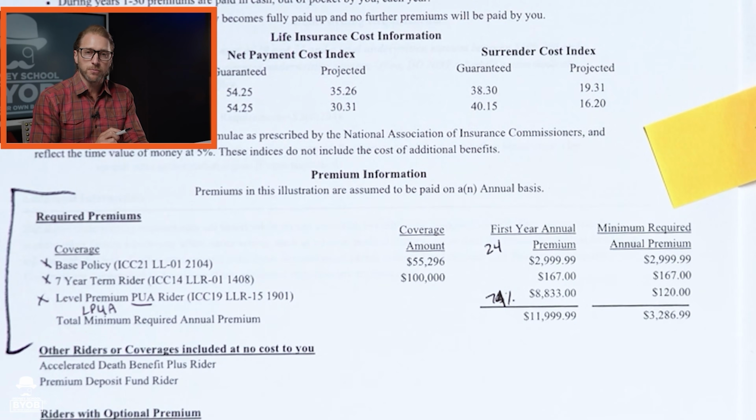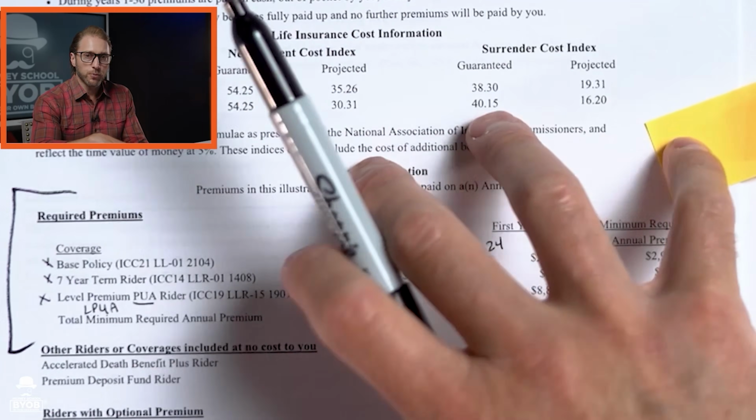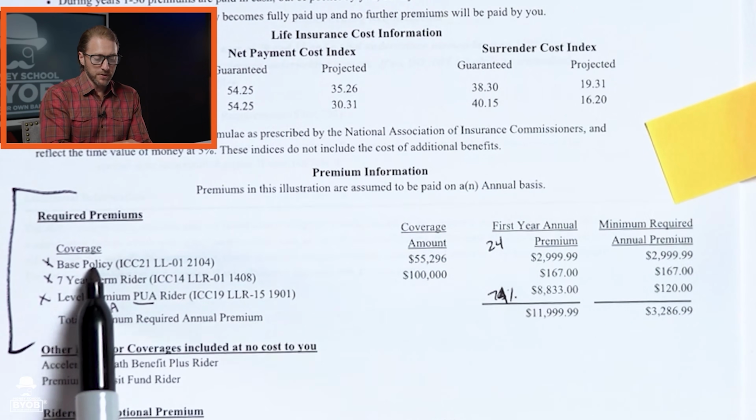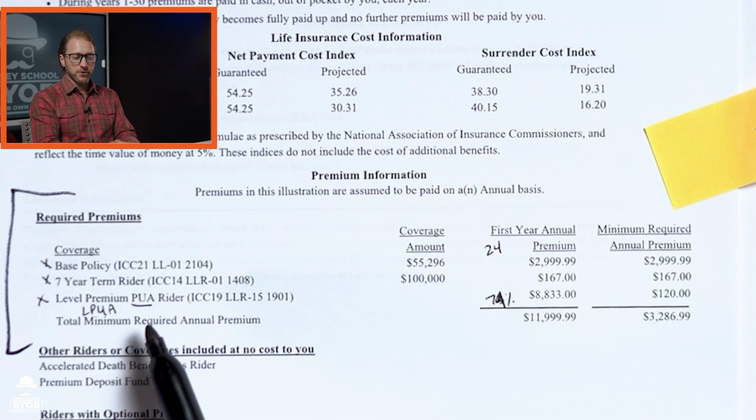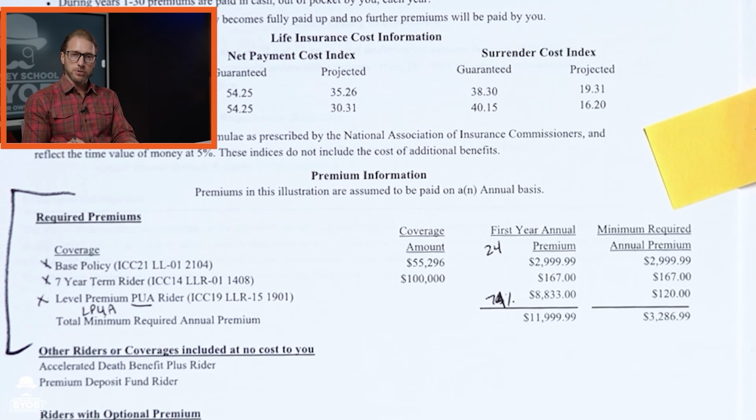This is your premium information. Remember I said there's several pieces that make up your premium deposit. For example, the base. Now the base is the whole life, okay? The whole life is the most important part of it, but when we design this, we want the base to be lower because that's the most expensive part. And also, the base is what commissions are paid out on. So you're paid commissions as an agent on the base, the 7-year term rider, and the PUAs, but you're paid the most on the base.